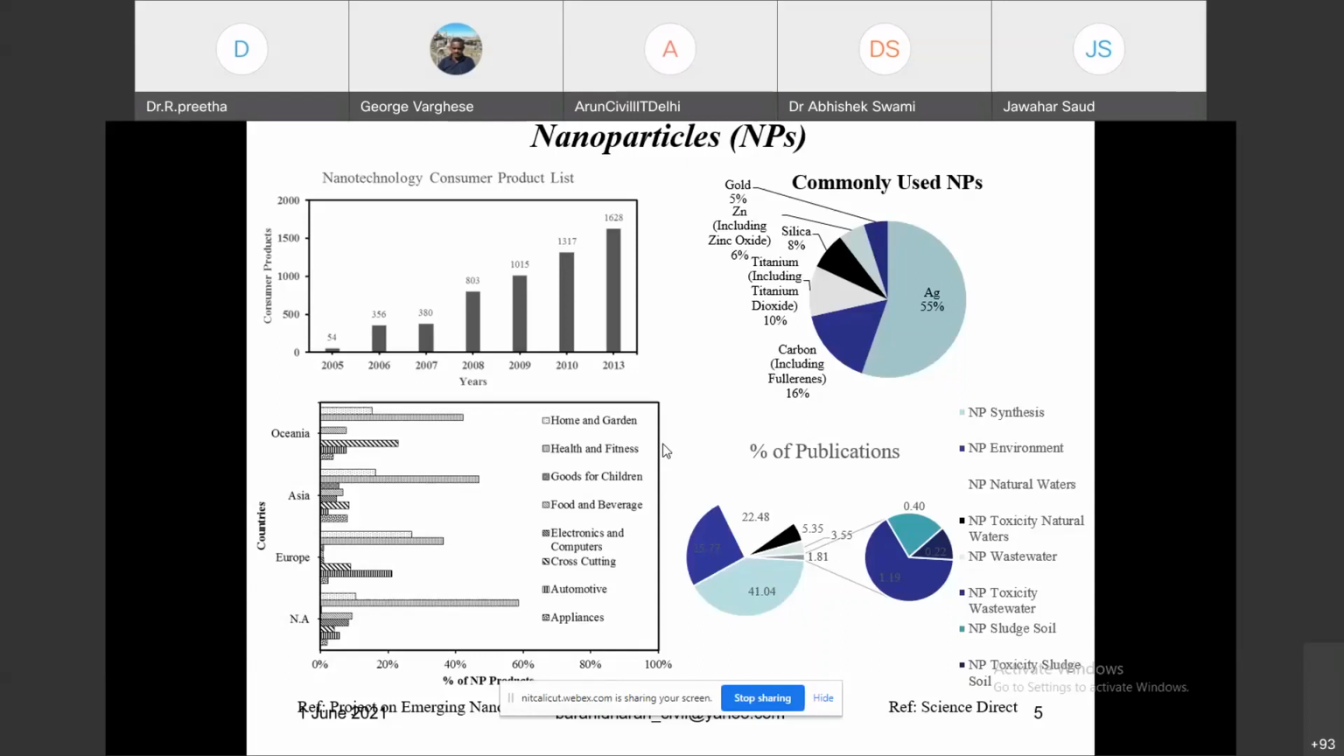Hello, sir. Generally, PPCP products are the ones where micropollutants are there, like scrubbers and face wash. It's an emerging one. People are using face wash which has small particles, thinking that the skin will be cleaner, but that is going into the wastewater directly. Okay, good.